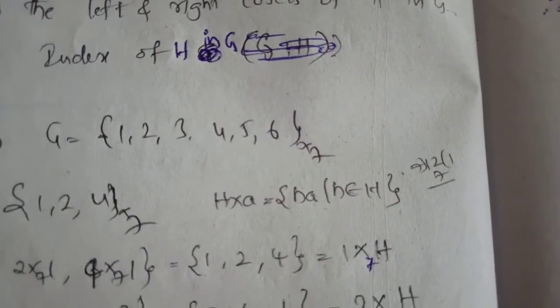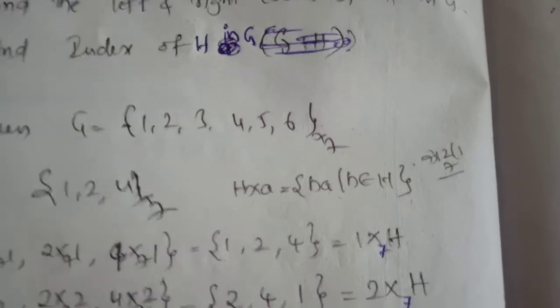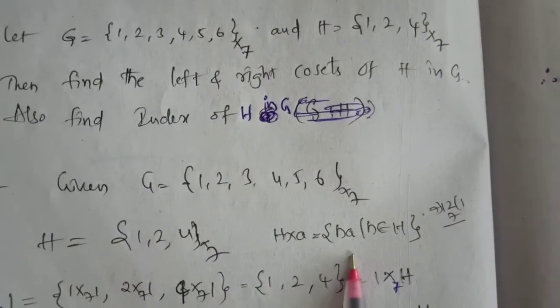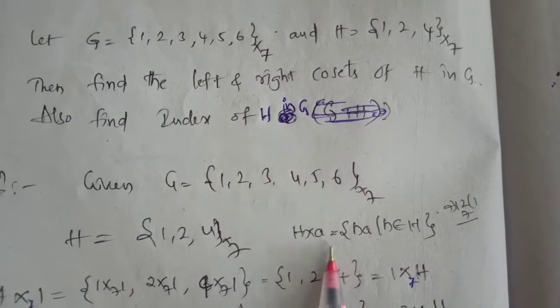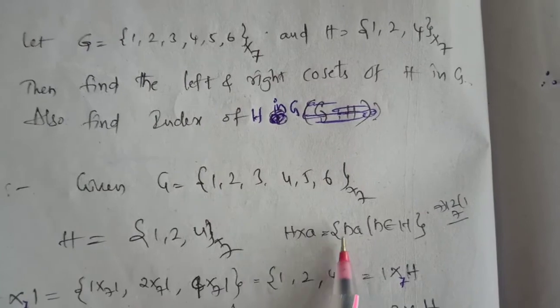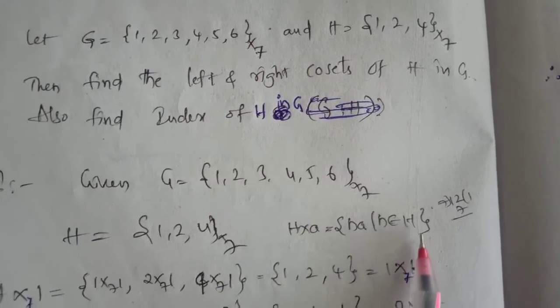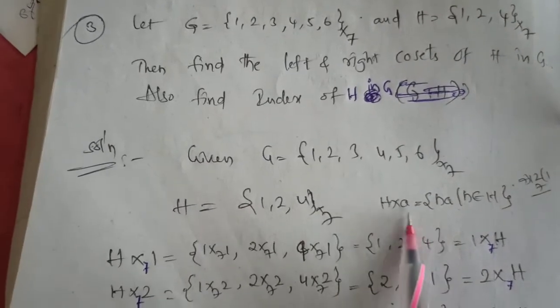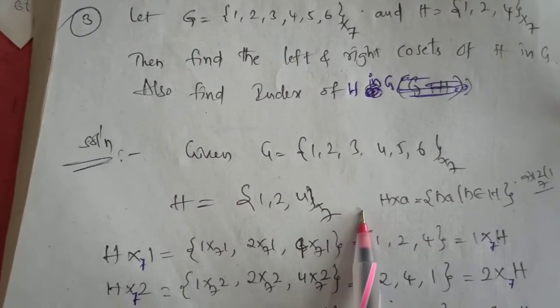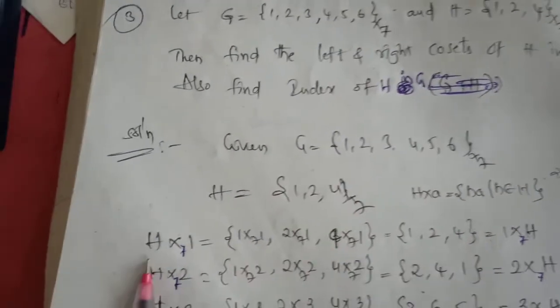So H multiplication modulo 7 a, this is the right coset. H multiplication modulo 7 a is equal to {ha such that h belongs to H}. Here small h belongs to capital H. These are the right cosets. In case you write a on the left side of H, it is called a left coset. So I am writing right cosets first.